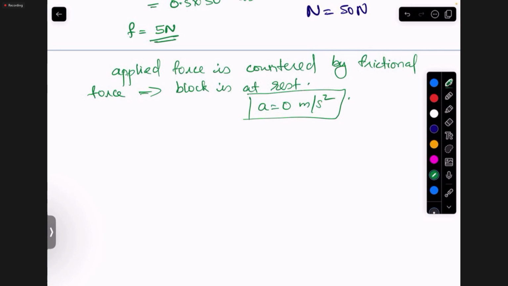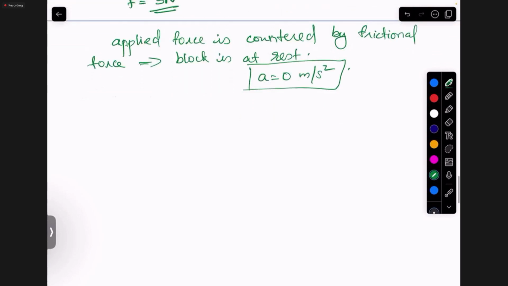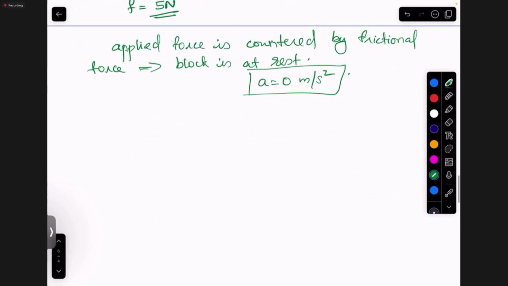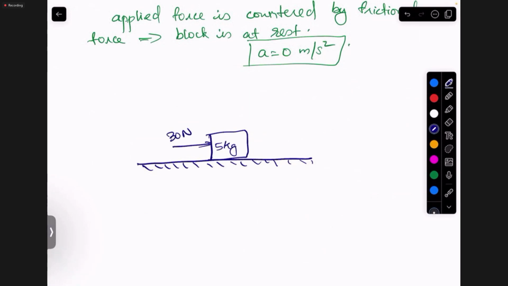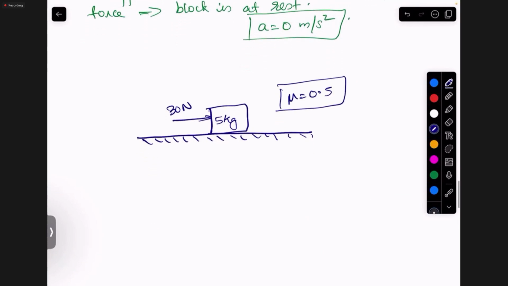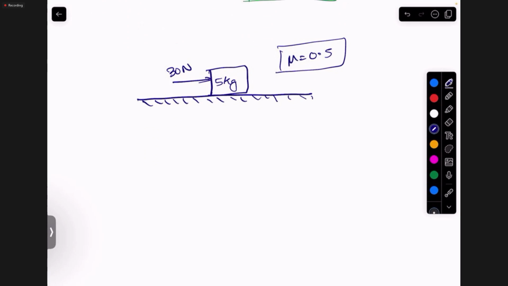Okay. Now, what if this object has an external force of 30 Newton? Let's see that. This is the surface, and this is a block of 5 kg, and a 30 Newton force is acting on it, and mu is again constant at 0.5. Now you need to calculate the acceleration and the frictional force.